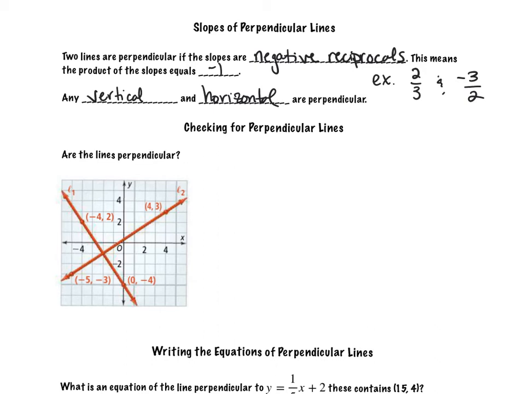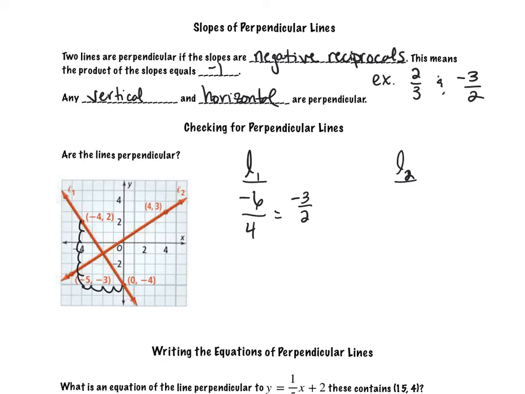So when I want to check if these are perpendicular, I'm looking for, do I have the negative reciprocals? So I need the slope again of lines 1 and 2. For line 1, we can do that counting thing again: down 1, 2, 3, 4, 5, 6, and over 1, 2, 3, 4. And I want to simplify this to make sure I'm always looking at the simplest number. So you get negative 3/2.